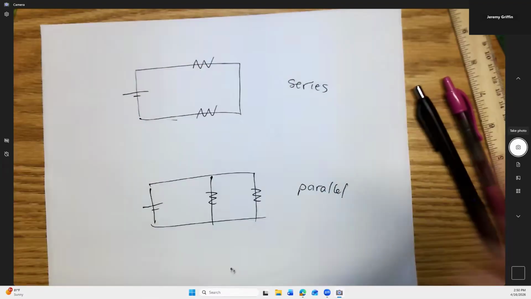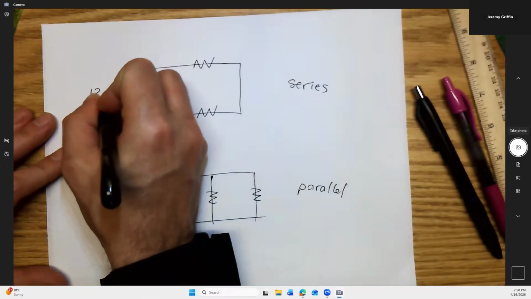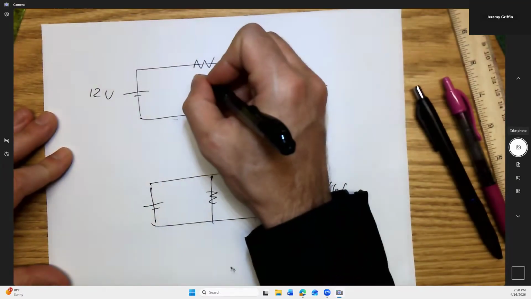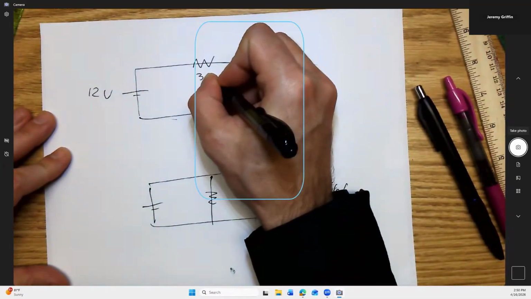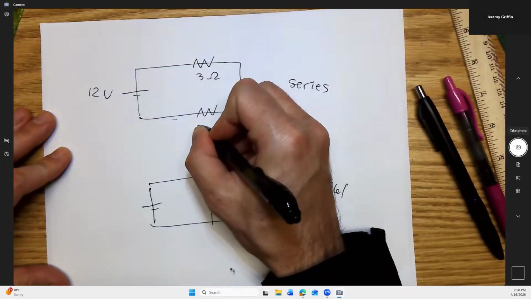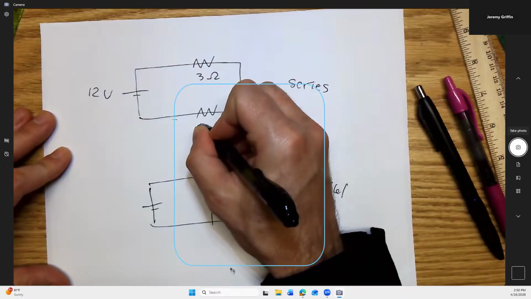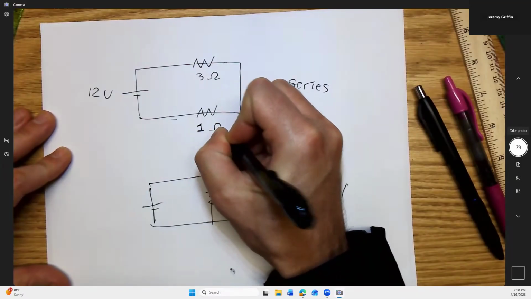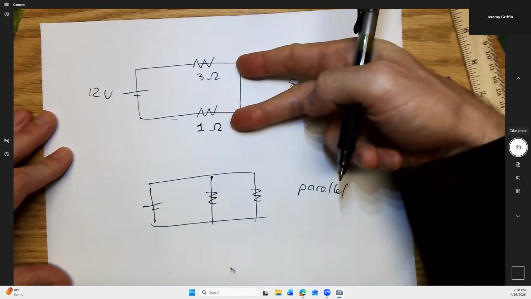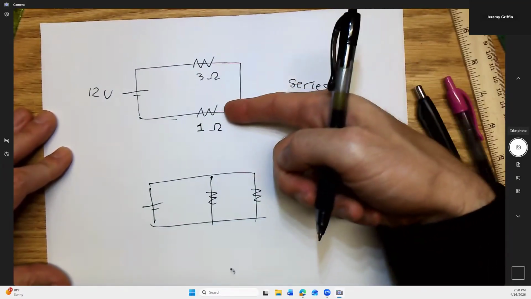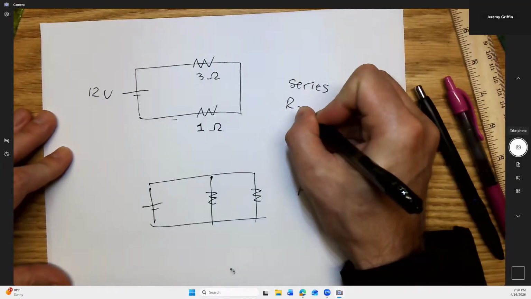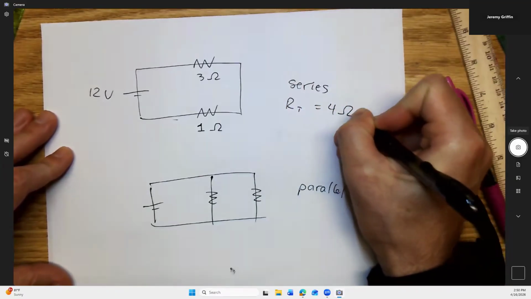Okay, I'll put some numbers on it. Let's call this 12 volts. Let's call this guy about 3 ohms, and we'll make this guy 1 ohm. How about that? Okay, 3 ohms and 1 ohm. What's the total resistance? 4 ohms. So I'll say resistance total is 4 ohms.